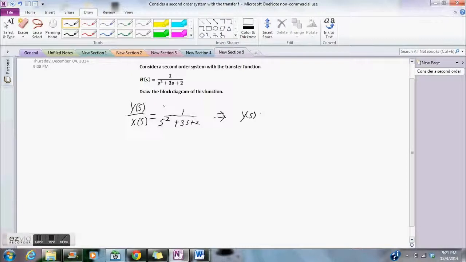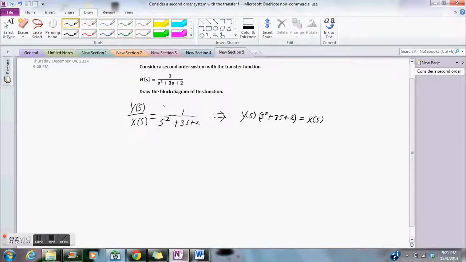So we're going to multiply the X of s on both sides, and then we're also going to multiply s squared plus 3s plus 2 to both sides. So I'm writing what that would look like now. So then you're going to get Y of s times s squared plus 3s plus 2 equals X of s.